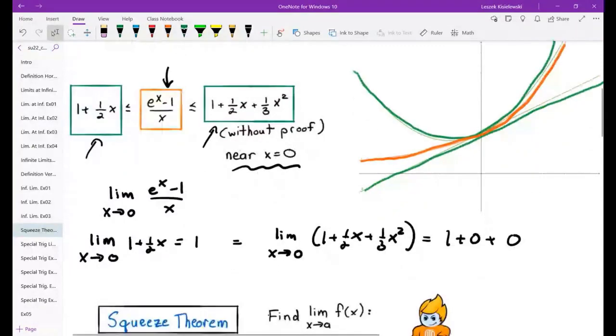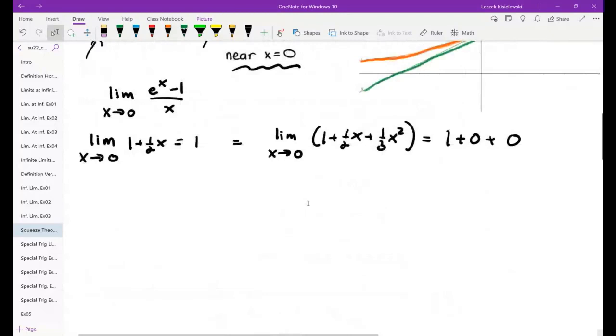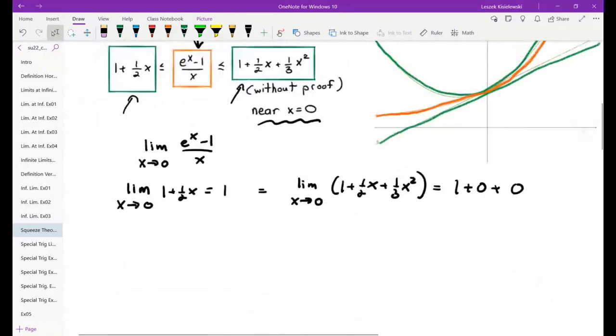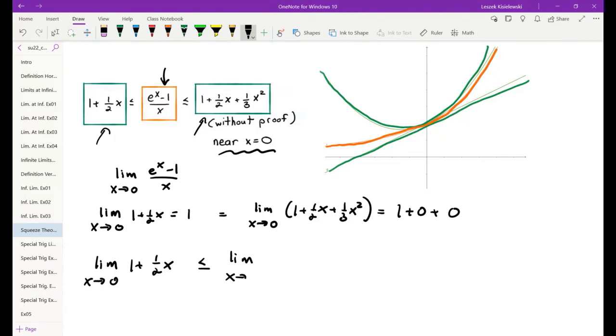So now you can maybe move that over. Okay. So maybe now you can kind of guess what we're doing here. As x goes to 0, the left bounding function and the right bounding function both go to 1. They go to the same value.